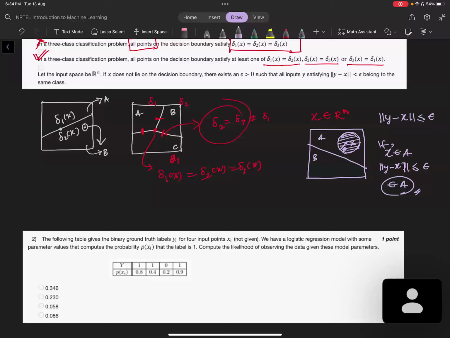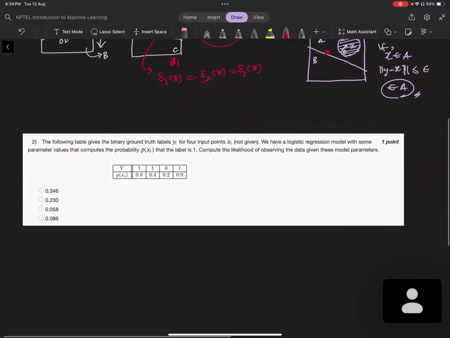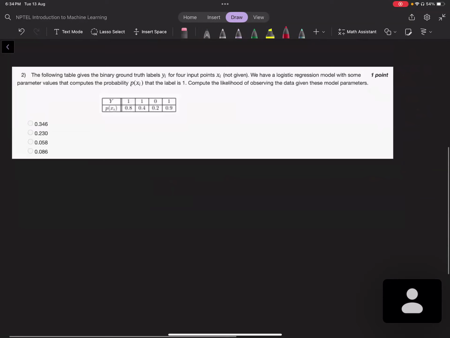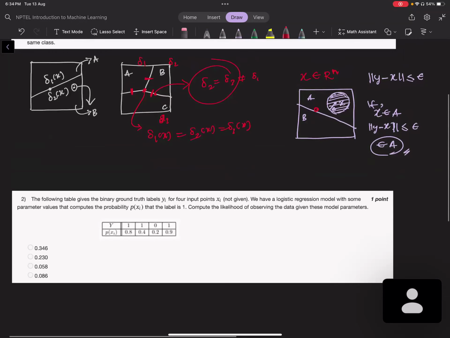So this is true because even if the point lies here, there can be a small epsilon you can build around this x, and in that entire neighborhood, all the points will belong to the same class as x. If it is on the decision boundary, then the equality will hold. If it is not on the decision boundary, we can find such a neighborhood. Okay. So this is the solution to question number 1. I hope you understand the solution. If you don't, you can ping in the chat. And also, if you have already understood the solution, you can read question number 2 and try to get the question.